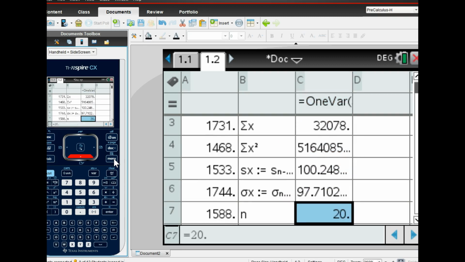What do you do when you're done plugging everything in? Menu, statistics, stat calculations, 1 variable, enter, enter. You don't have to change anything. You just click. If you're going to take statistics next year, your teacher will teach you all the other statistic calculations. I'm just really trying to give you a little taste.